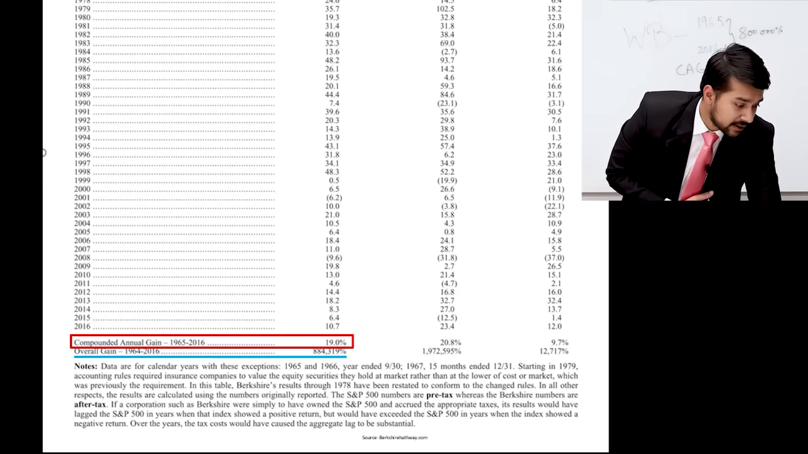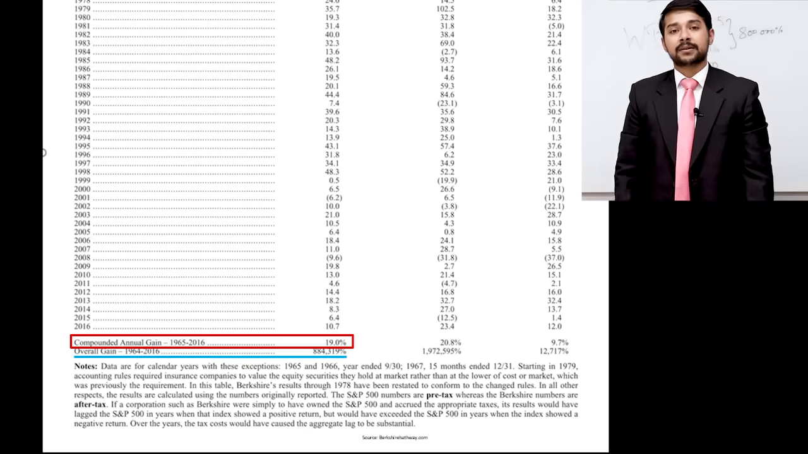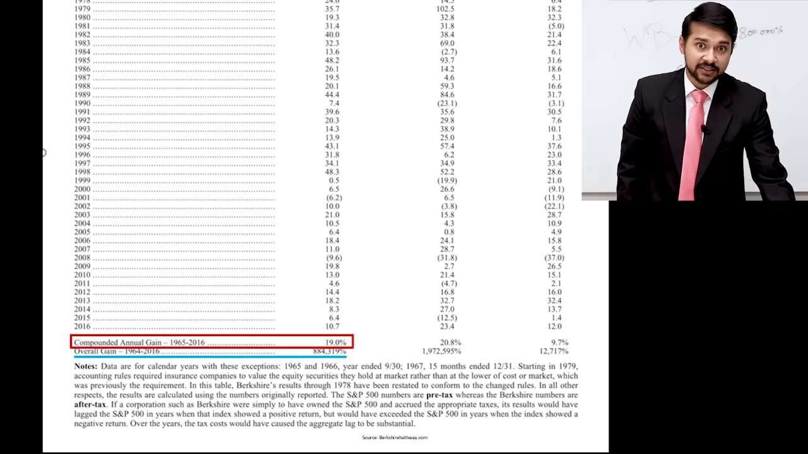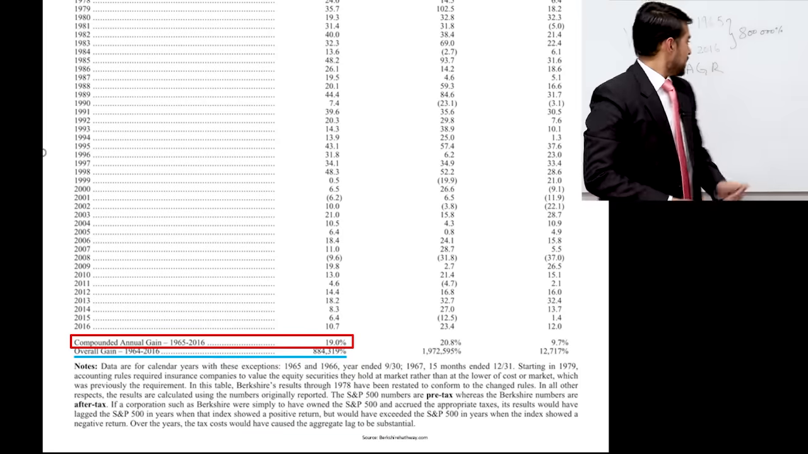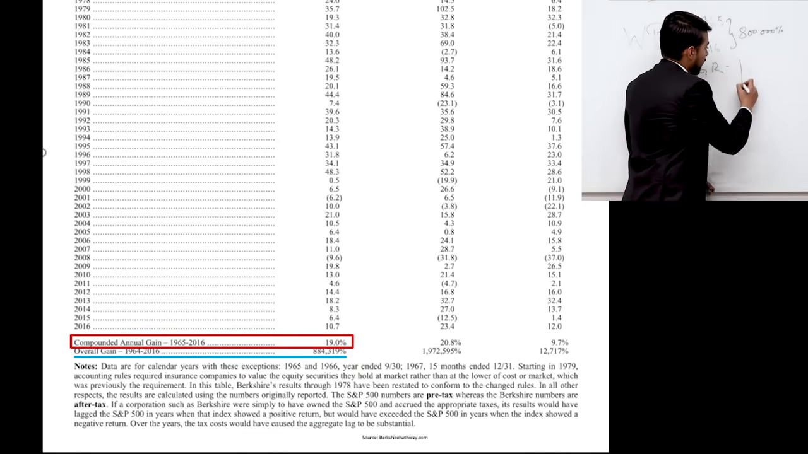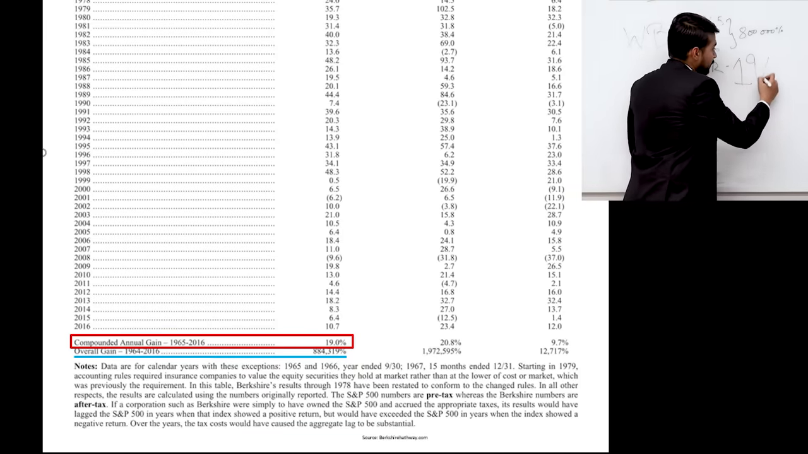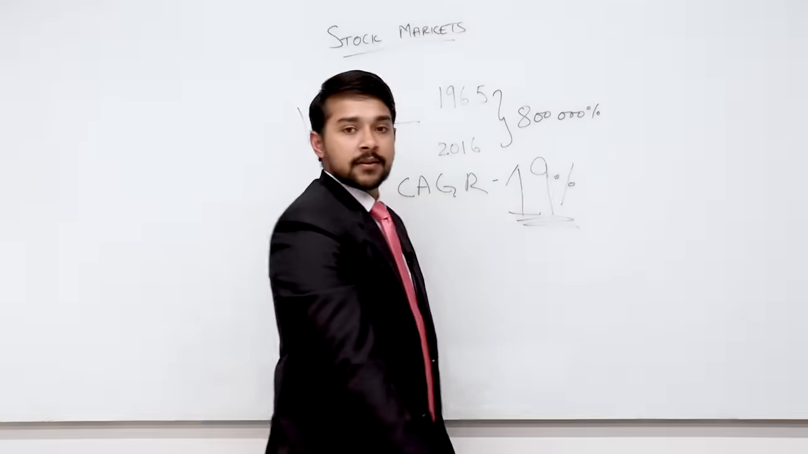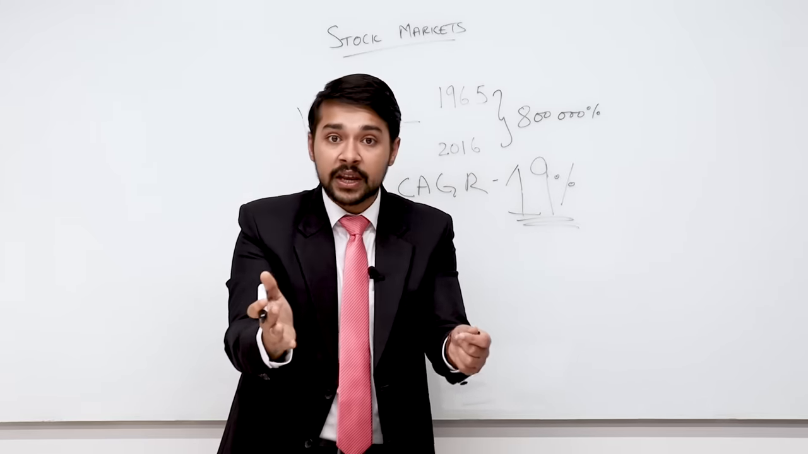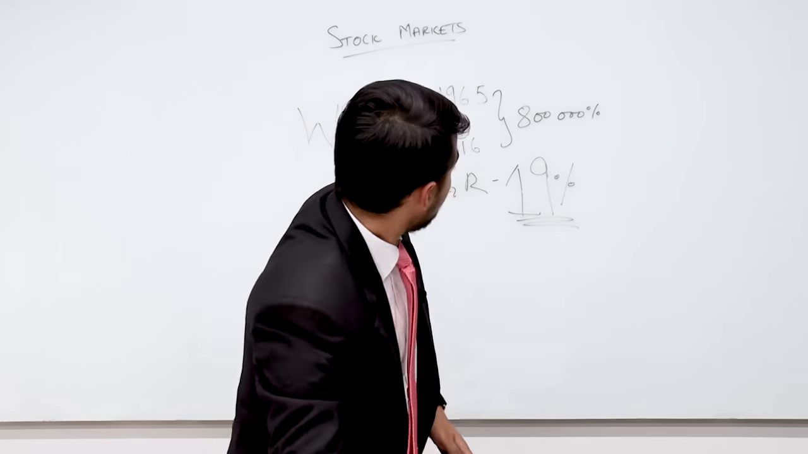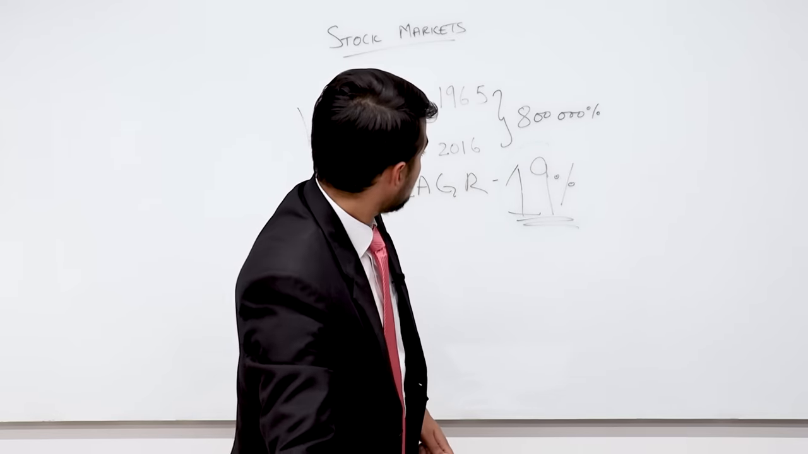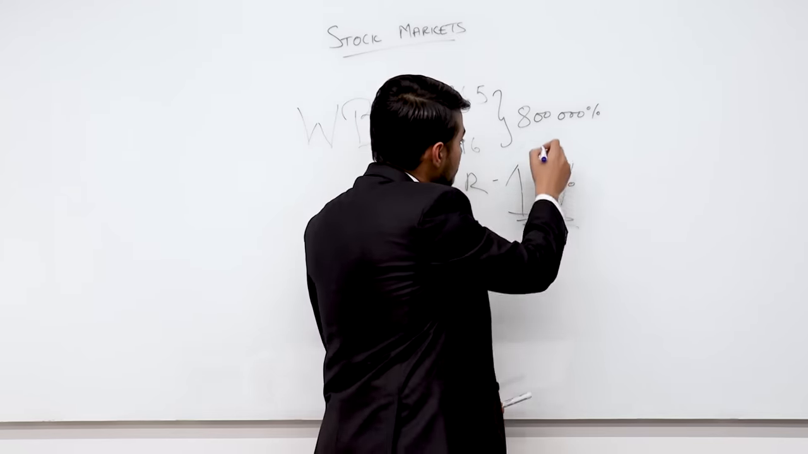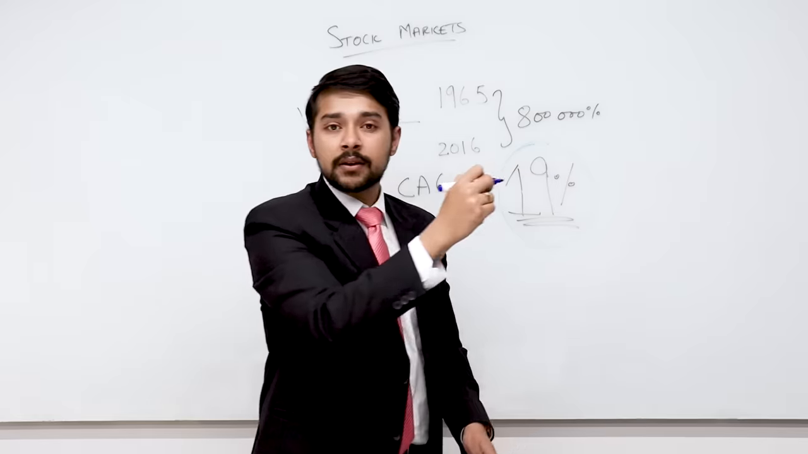8,84,000%. Look at the CAGR. Again, ध्यान से देखो, CAGR क्या है. And say it. CAGR of Warren Buffett is 19%. Just 19%. मतलब अब 19% का मतलब समझ रहे हो? Are you understanding the significance of this 19%?